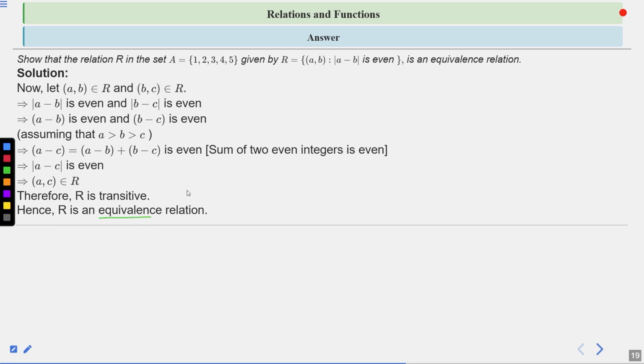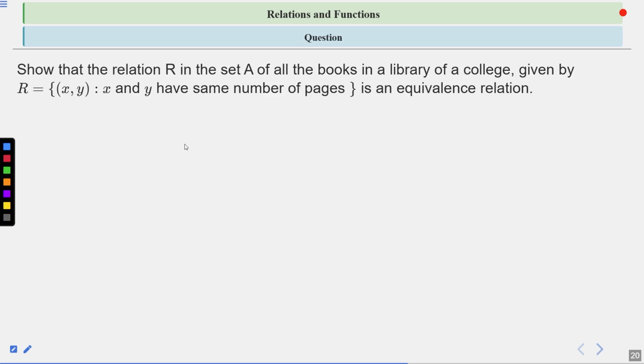I hope it is clear. Now this question: show that the relation R in the set A of all books in the library of a college, given by the collection of all pairs X comma Y such that X and Y have the same number of pages. And we have to show that this R is an equivalence relation. You'll have some seconds to try this problem, then afterwards we will move on to the solution slide. So your time starts now.